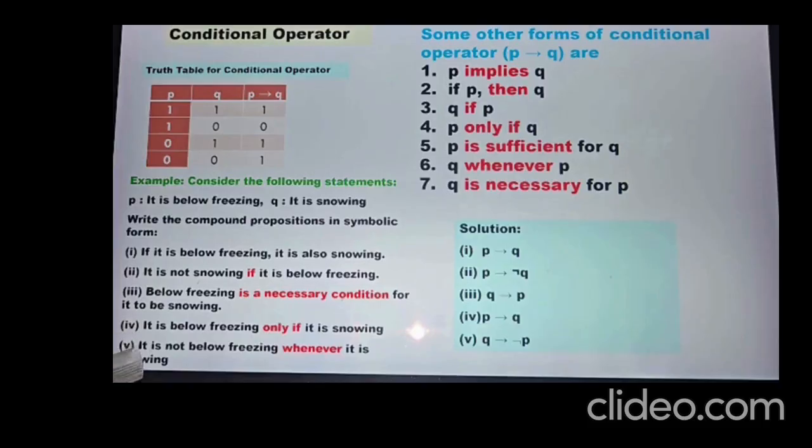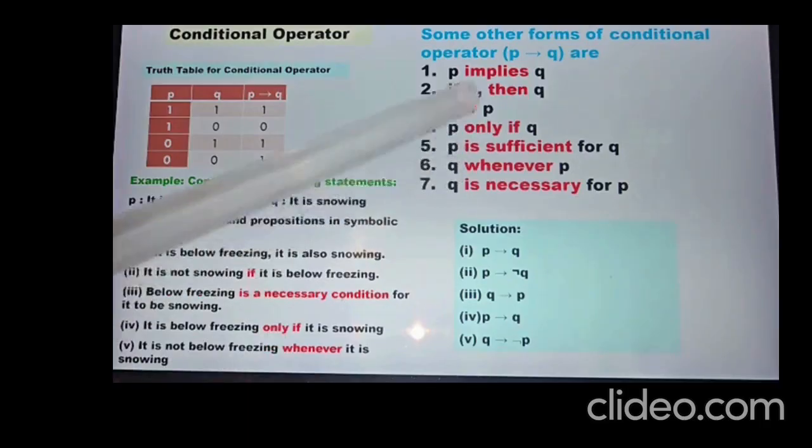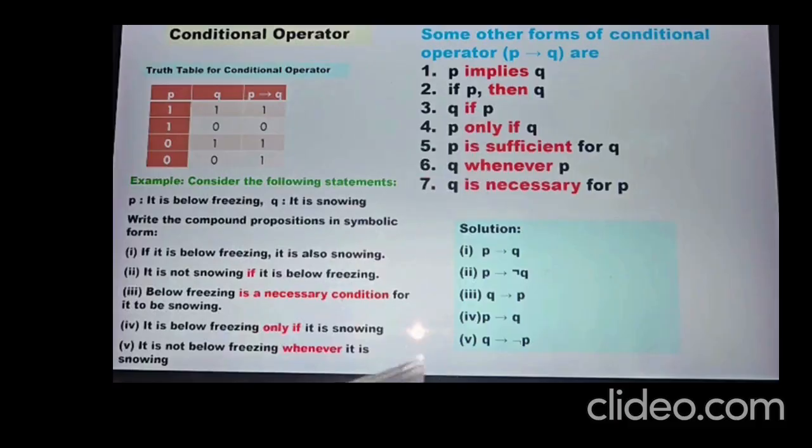And then, it is not below freezing whenever it is snowing. Here I use the sixth form of the conditional operator. Then I get the answer as Q to negation P.